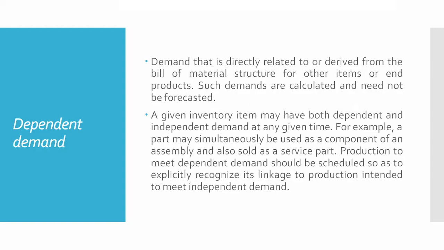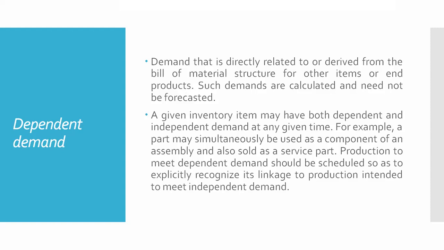According to the demand, dependent demand is directly related to or derived from the bill of material structure for other items or end products. So such demands are calculated and need not be forecasted. A given inventory item may have both dependent and independent demand at a given time.